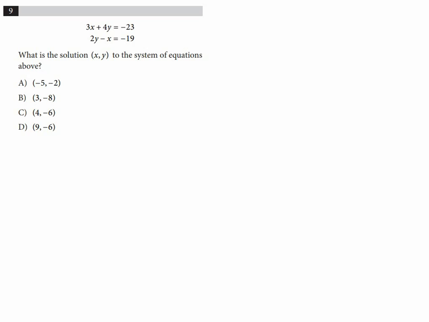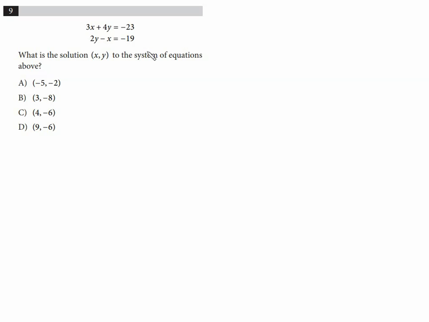Question 9. What is the solution x and y to the system of equations above? Now, systems of equations really are meant to be solved graphically. So if you had a graphing calculator, you could, but since this is the no calculator section, I will show you how to plot and get an answer, but also show you how to calculate the answer in two different ways, and you can decide which one works best for you.